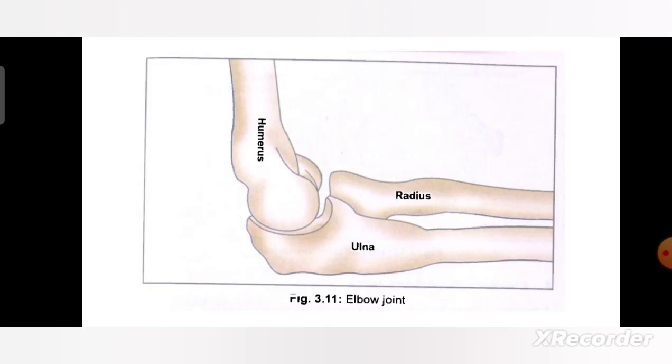This is the example of the elbow joint, which is a joint between the humerus, radius and ulna bone.